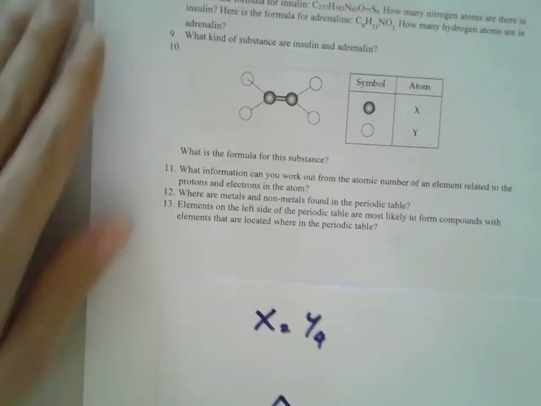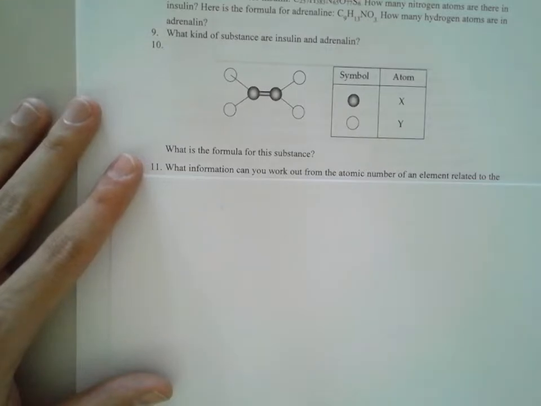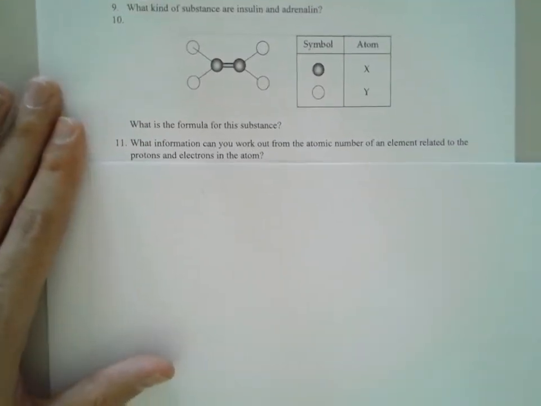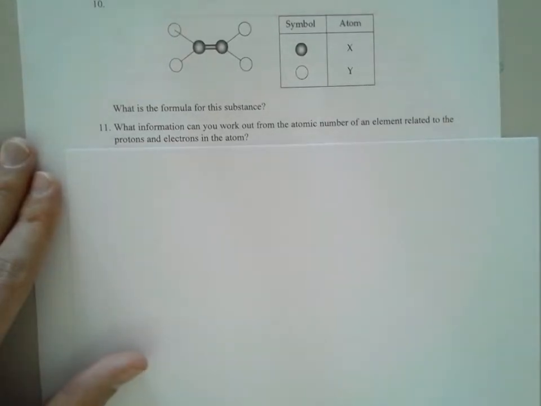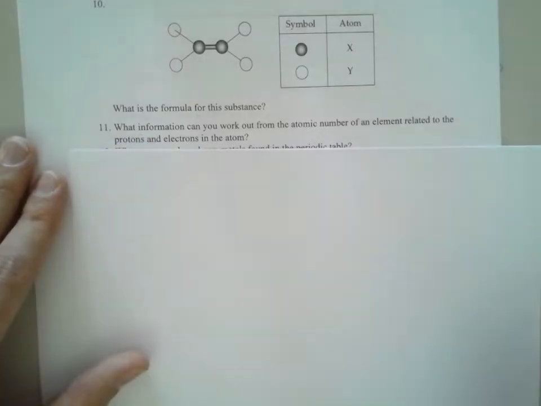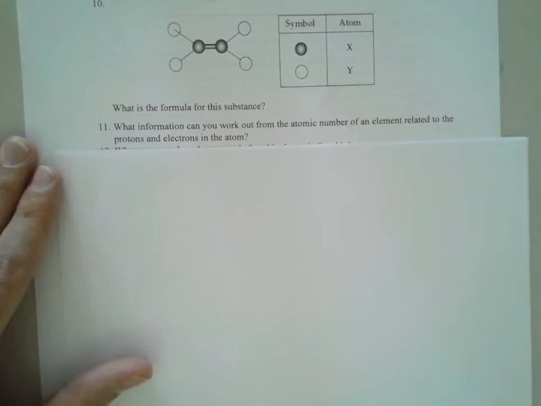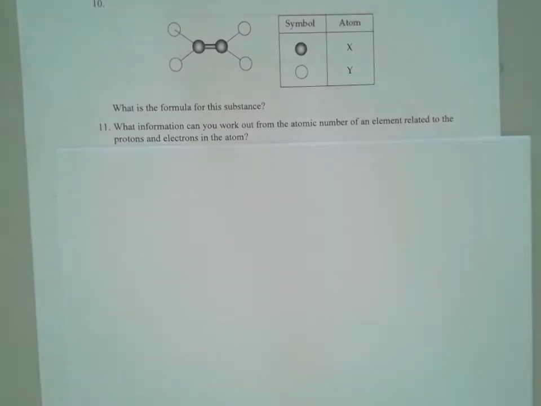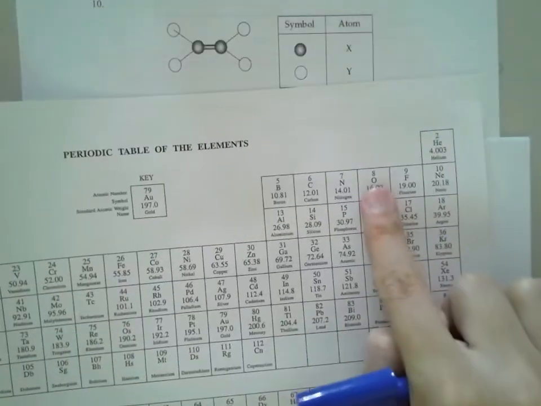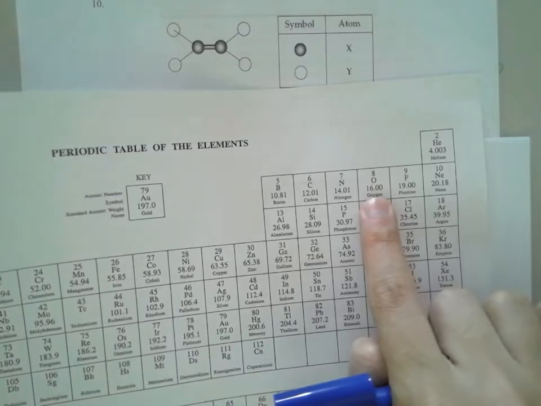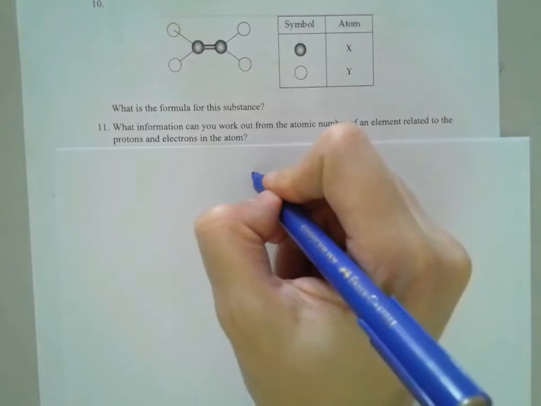So that's one more activity for question 10. The next question, which is question 11: what information can you work out from the atomic number of an element to the protons and the electrons in the atom? So let's just draw a sample element. I'm just going to go to the periodic table. Coming back here, let's just pick oxygen. Oxygen has an atomic number of 8 and atomic mass of 16, both of which are really relevant to this question. So what I'll do first is demonstrate the answer.